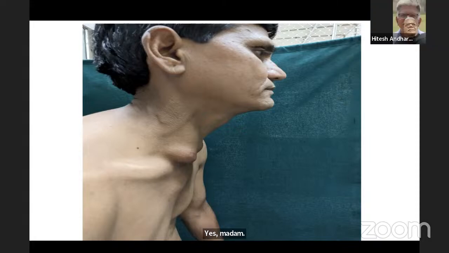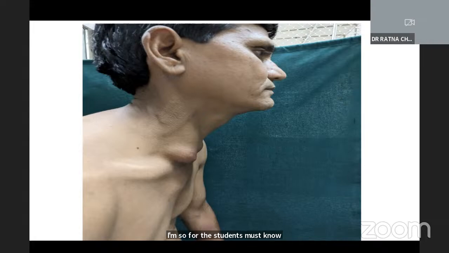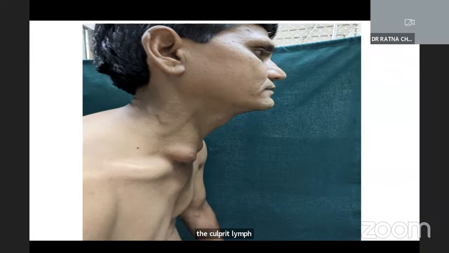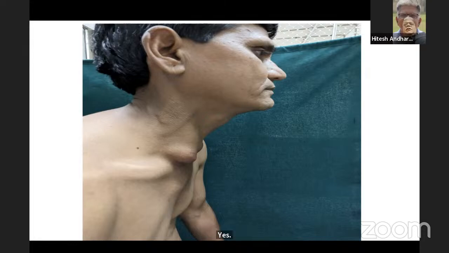What the students must know is that after draining the abscess, the deep fascia must be incised, because the culprit lymph node lies below the deep fascia. So that must be removed. And sometimes you may even need to do a selective block dissection in such cases. Exactly. Actually, the resident and AP started and I had to join in.